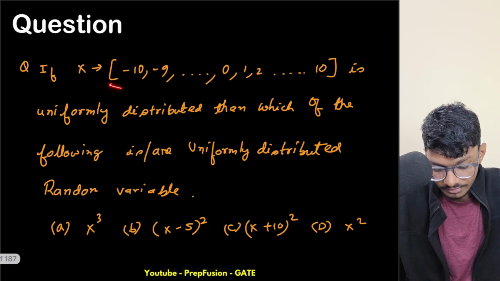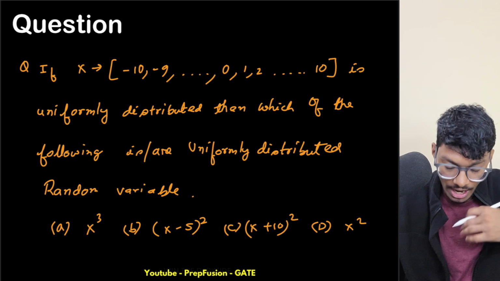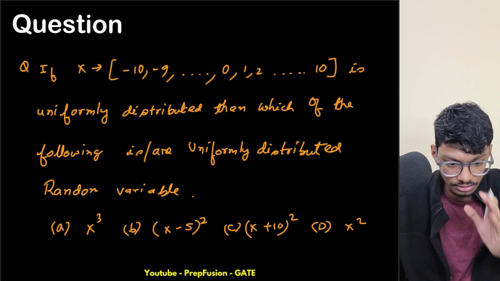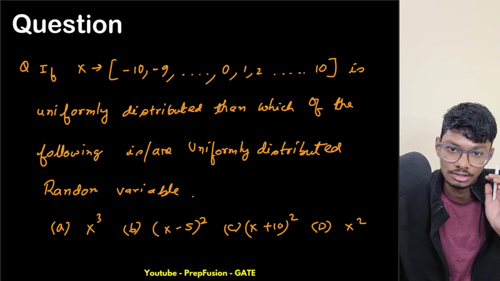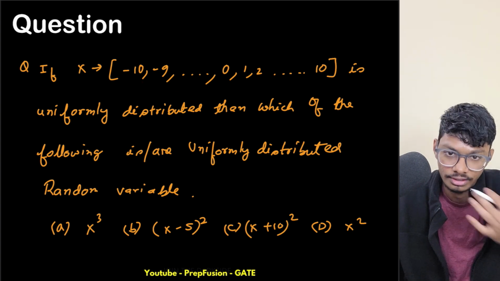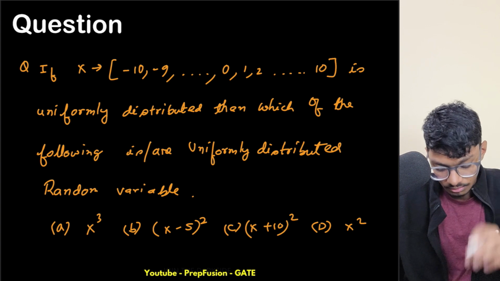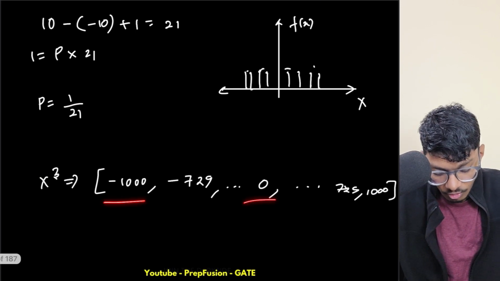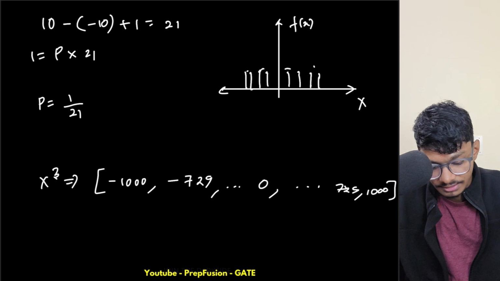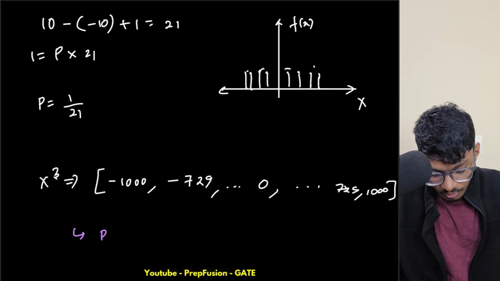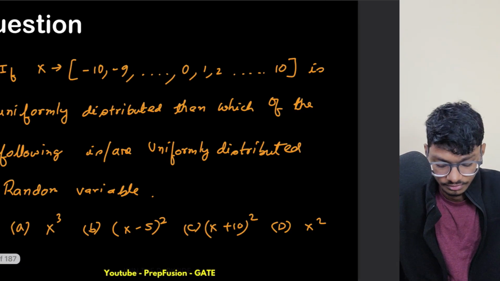So all of them are distinct. Here all of them need to be distinct to have equal probability. Otherwise one element could have more probability than the other elements, and it wouldn't be a uniformly distributed random variable. Here all are distinct, hence my probability will be 1 by 21, so A is correct, it is uniformly distributed.